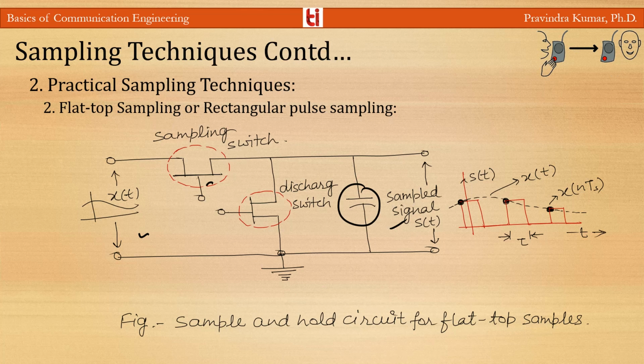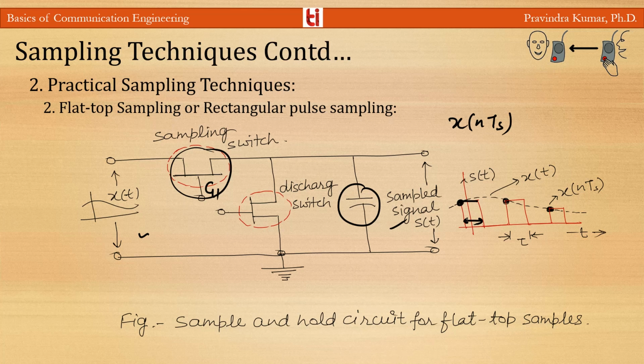A gate pulse is applied to gate G1 of this FET at the instant of sampling. For a very short time, the sampling switch will turn on and the capacitor charges through it to the sampling value x(Ts). The sampling switch is then turned off. Both the FETs will remain off now for a duration of tau, so the capacitor will hold the voltage across it for this period tau.